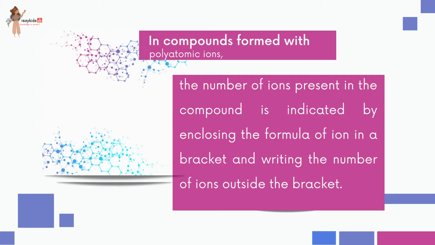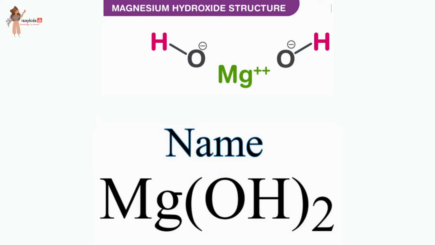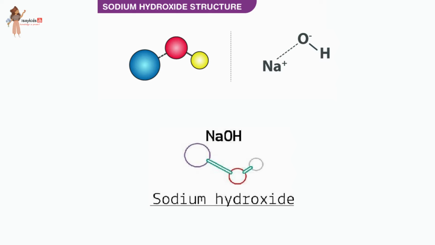In compounds formed with polyatomic ions, the number of ions present in the compound is indicated by enclosing the formula of an ion in a bracket and writing the number of ions outside the bracket. For example, Mg(OH)2. In case the number of polyatomic ions is 1, the bracket is not required. For example, sodium hydroxide.